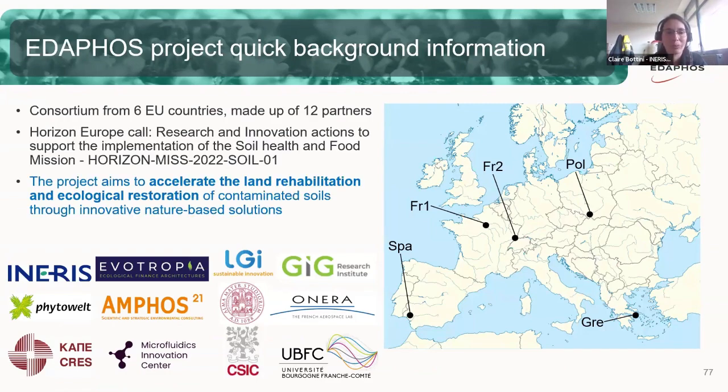So this EDAFOS project is a consortium from 6 European countries. We had 12 partners. It's a European-funded project by the Horizon Call. The aim of this project was to accelerate land rehabilitation and ecological restoration of contaminated soil through innovative nature-based solutions. The results I will present today are more like a baseline from before the implementation of nature-based solutions. But the project is still ongoing, so hopefully I will have the before-after results at another point.